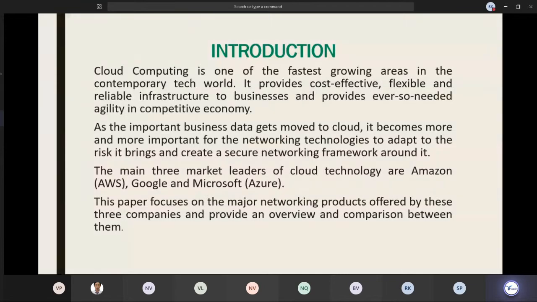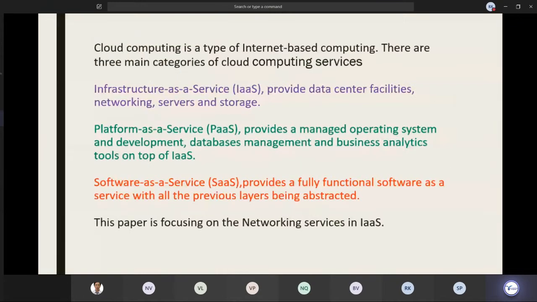When business data gets moved to the cloud, it becomes more and more important to consider the networking risk it brings and create a secure networking framework around it. The main three market leaders of cloud technology are Amazon, Google, and Microsoft. This paper focuses on major networking products offered by these three companies and provides an overview and comparison between them.